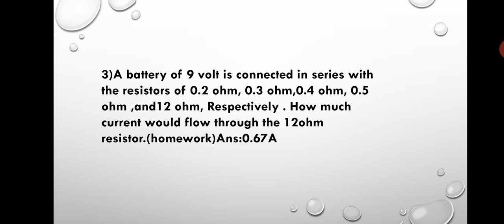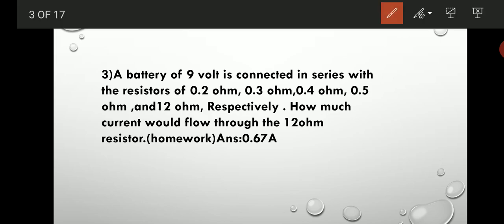Now we'll move on to the next question. A battery of 9 volt is connected in series with 5 resistors. Here 5 resistors are given: 2, 3, 4, 5 and 12 ohm. How much current would flow through the 12 ohm resistor? See, to confuse you, they gave this. Actually, here you have to find the value of I, right? So I is V by R. Voltage is how much?